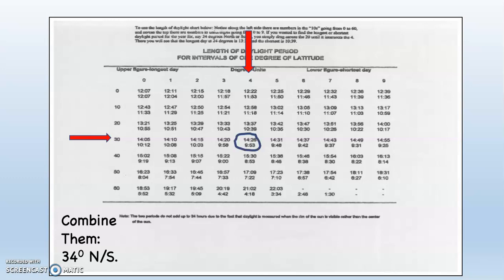And if you look, you can see that, for example, at Los Angeles, the longest daylight period is 14 hours and 26 minutes, and the shortest daylight period is 9 hours and 53 minutes.